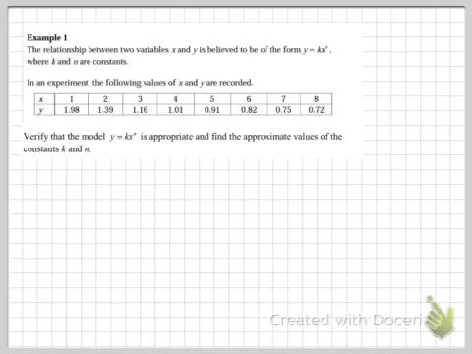I've got two examples. The first example is that the relationship between two variables is in the form of y equals kx to the power of n. So k is a constant, n is a constant, and x is a variable. And then in my data I've got x and y, and they're both recorded. And I want to verify kx to the power n is appropriate. That's the first thing. And then find approximate values for k and n.